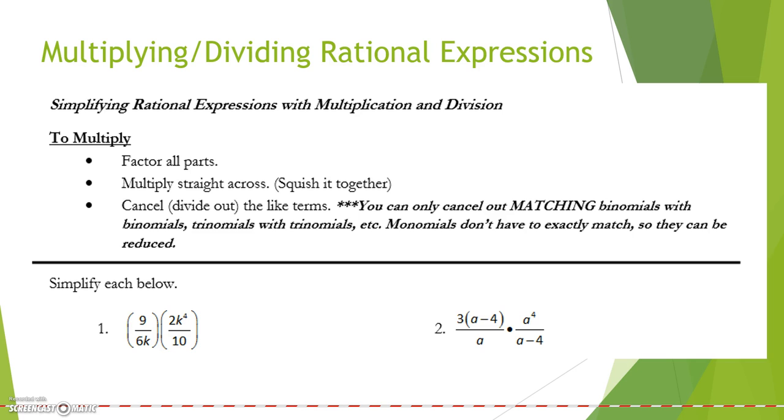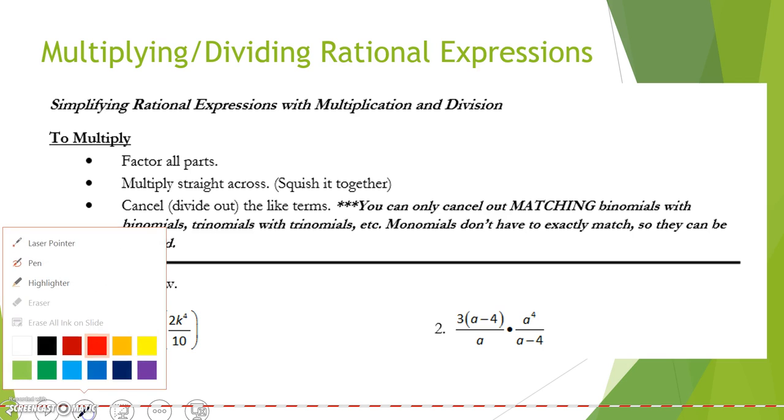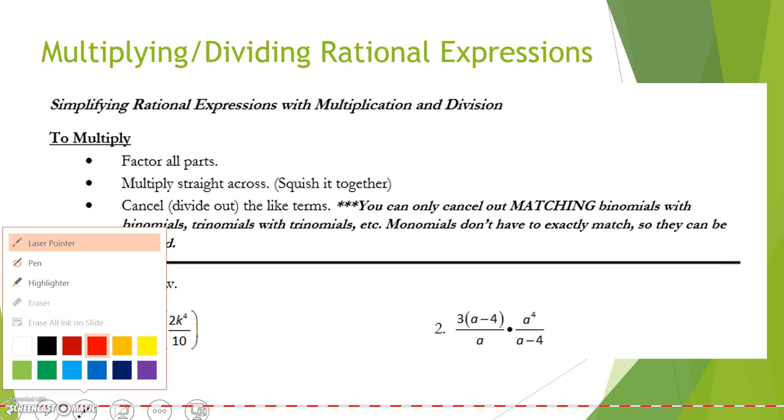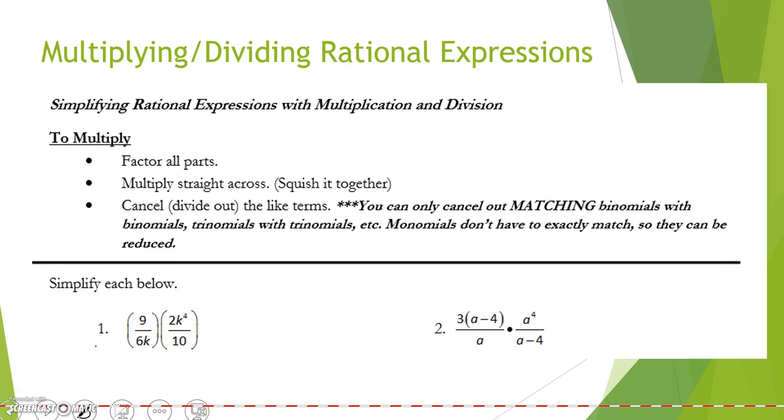So the first problem down here, when it's all monomials like this, if you notice that each part of this is a monomial, monomial, monomial, monomial, monomial, what you want to do is first multiply straight across. It's going to be a lot easier if you do that.